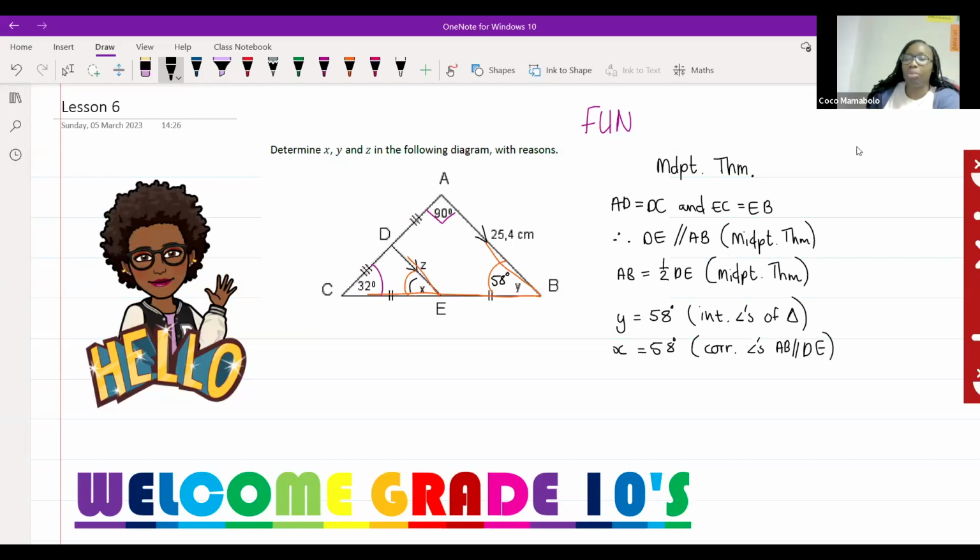Not in this case. Remember, the theorem says that Z will be half of AB. Oh, I wrote this the wrong way around. This should be DE is equal to half of AB. So if we want to calculate Z, we have to say Z is equal to half of 25,4. The reason for that is the midpoint theorem, not the parallel lines. So half of 25,4, does anybody have an answer for me? 12,7. Thank you, lovely. This then becomes 12,7 centimeters.